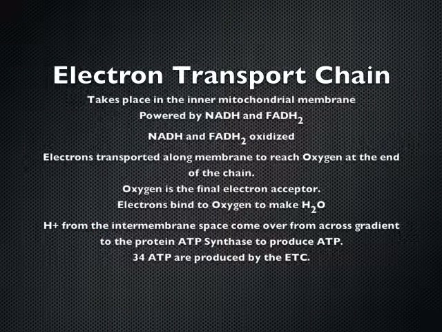The final stage is the electron transport chain, which takes place in the inner mitochondrial membrane. The NADH and FADH2 are oxidized on the membrane to provide electrons for the cycle. These electrons are moved down the membrane until it reaches oxygen, the final electron acceptor. The hydrogens from the intermembrane space move across the gradient, which powers the ATP synthase. At this point, the electrons have bonded with oxygen, so when hydrogen bonds, it forms water. Hydrogens power the ATP synthase protein and produce 34 ATP molecules.